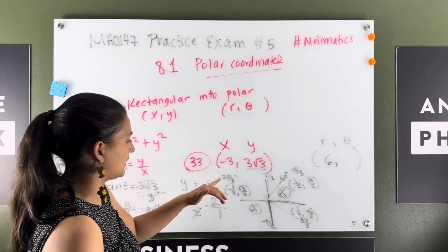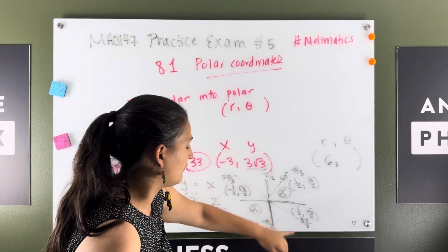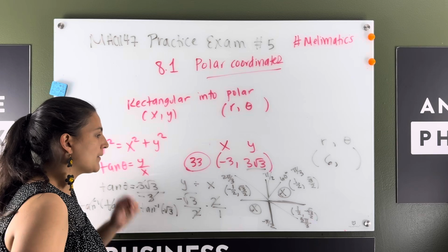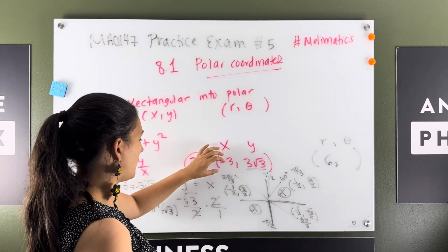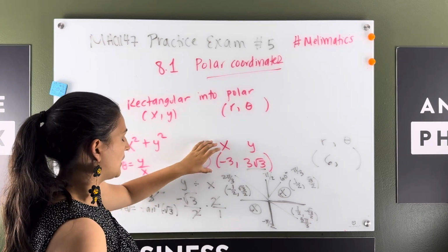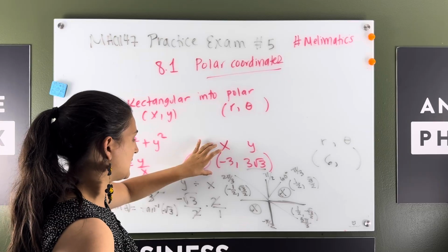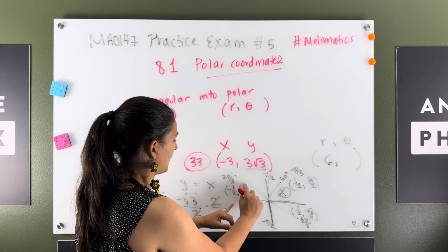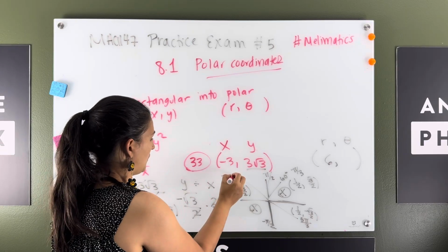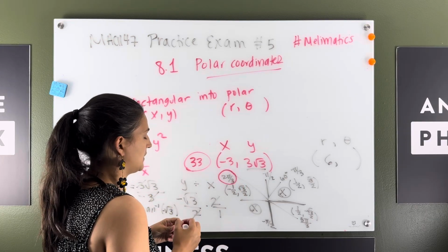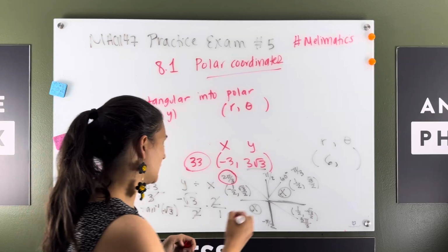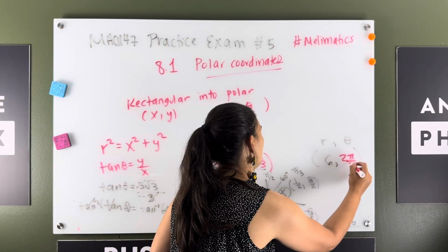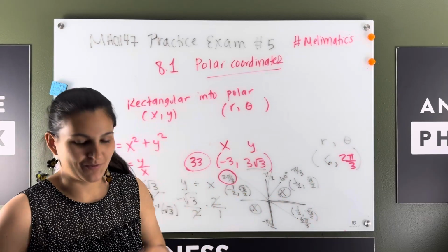Okay, so we figured out that it could be 2 pi over 3 or 5 pi over 3, but because this original rectangular coordinate that they gave me is in the second quadrant, because x is negative and y is positive, we're going to be able to only go with the second quadrant angle. So that is why the answer is 6 comma 2 pi over 3. Okay, so we're done with that.